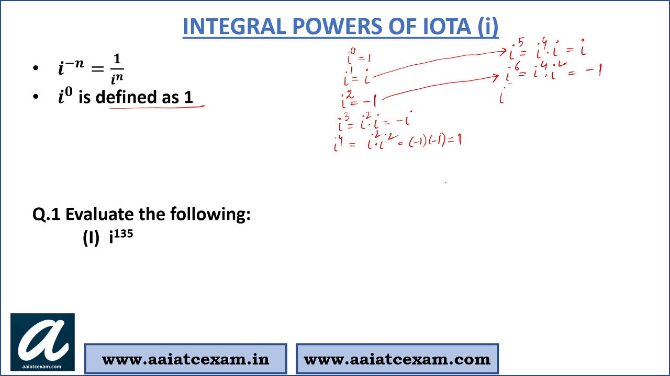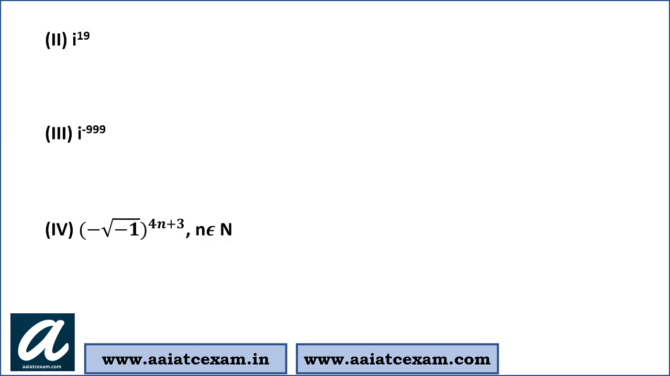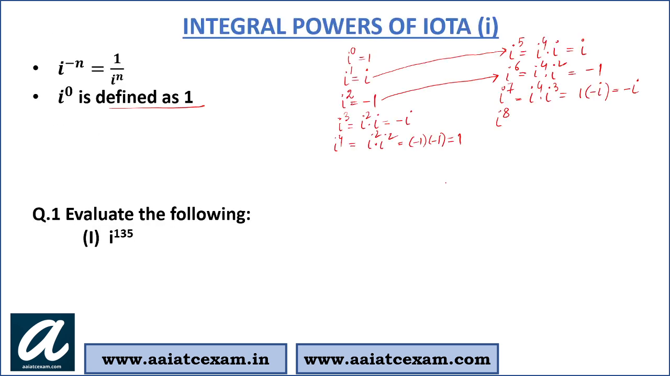Consider I am writing iota raised to power 7. So I can write it as iota raised to power 4 into iota cube. So this is 1 into iota cube, which is minus iota, students. So this should be equal to minus iota. So the value of iota raised to power 7 is similar to that of iota cube.